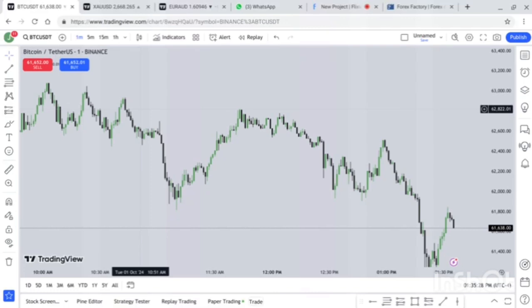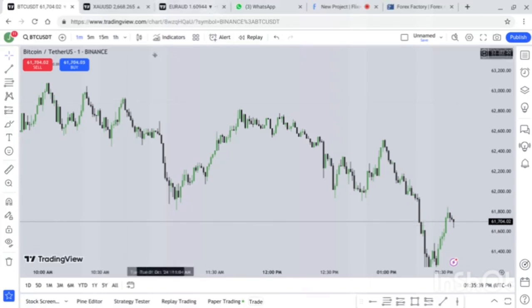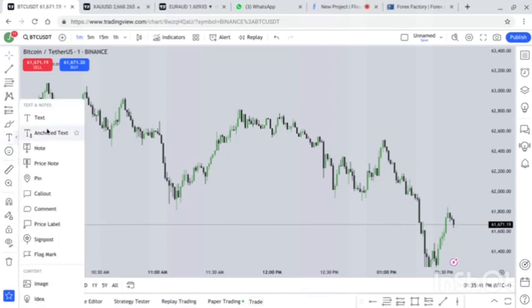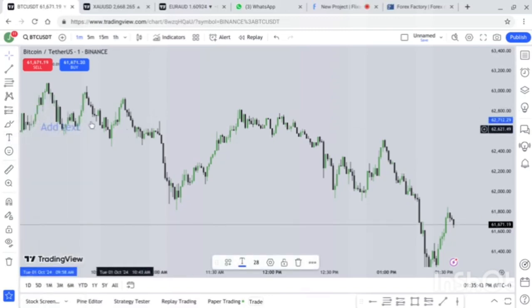So the strategy I want to teach you guys is the ICT concept. I'll be taking you guys through the ICT concept. Now, under this ICT concept, I'll be explaining what I'll be teaching you guys. Let me add the text. First, we'll be talking about liquidity.